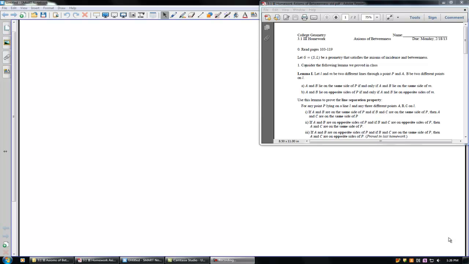So let me just remind you what's going on. In lemma 1, what's it say? It says we have these two lines, L and M. Here's L, here's M, that pass through this point P, and we have two different points A and B on the line. When I say different, I just mean they're not equal to P. They could be the same point though.